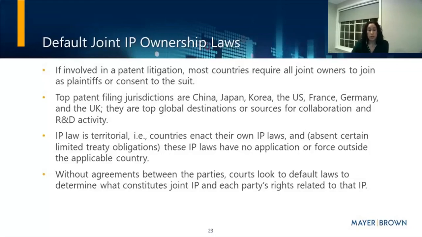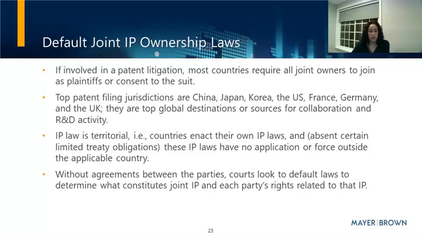So if you're involved in a collaboration that could include a patent filing in multiple jurisdictions, we highly recommend consulting with an IP attorney to ensure your agreement contains express rules and processes for managing that IP. Otherwise, the default rules will apply, and they may or may not work for your particular jurisdiction. I'll conclude by providing a quick overview of the difference in the default rules in China and the US. This is just an example.